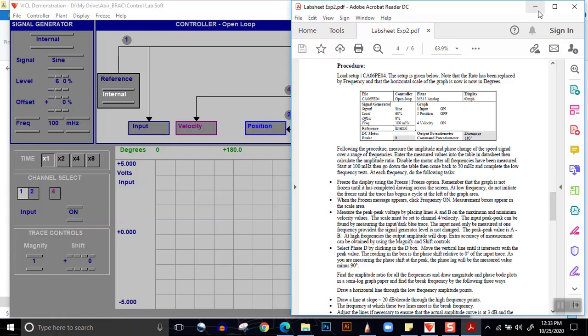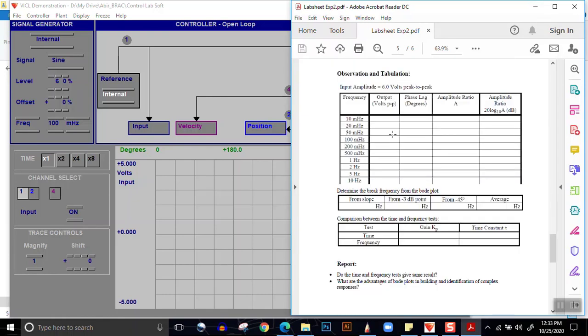Since everything is as it should be, now if we look into the data sheet, we need to change the frequency. After changing the frequencies, we need to find the output volts peak to peak and the phase lag, and from there we'll find the amplitude ratio, and the amplitude ratio in dB. I'll be telling you how to do this.